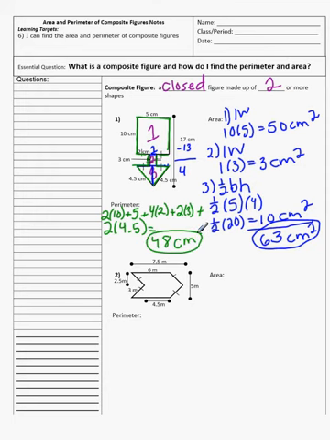All right, so now I want you to try to do number 2 just like we did number 1. I want you to identify the different shapes, find the area of each, and find the perimeter. So pause this video now. When you are done, play it so that we can go over it.